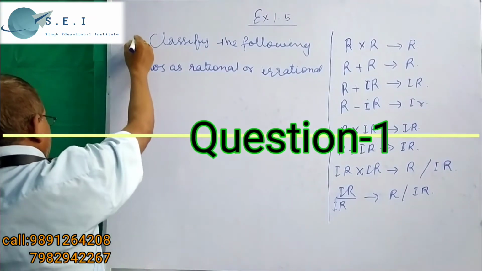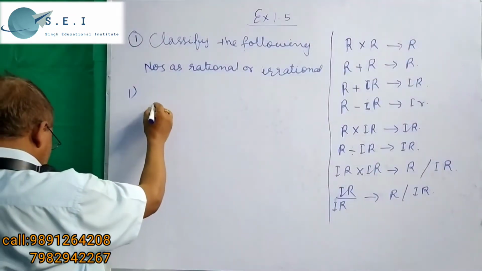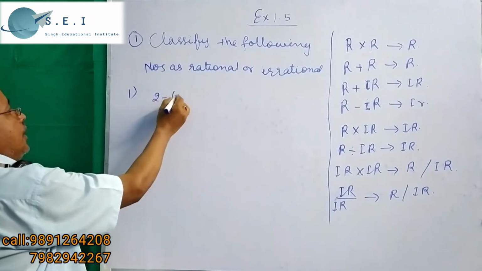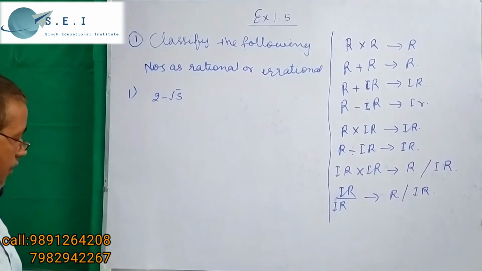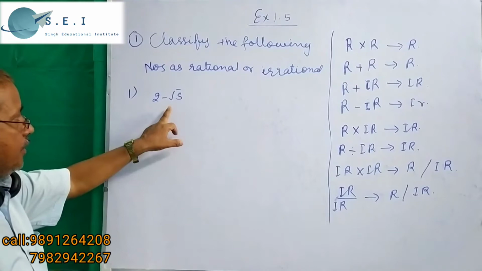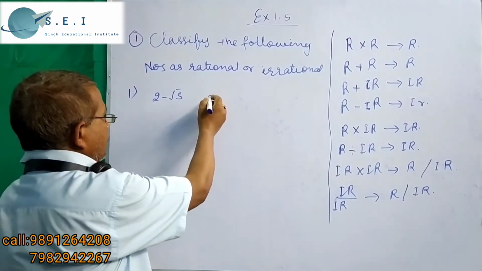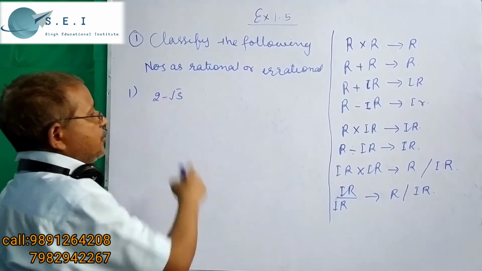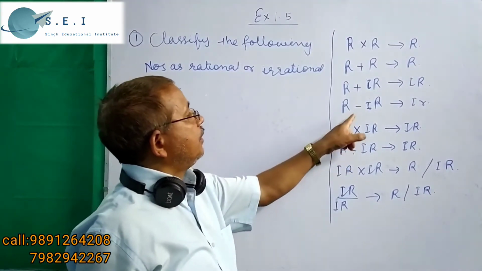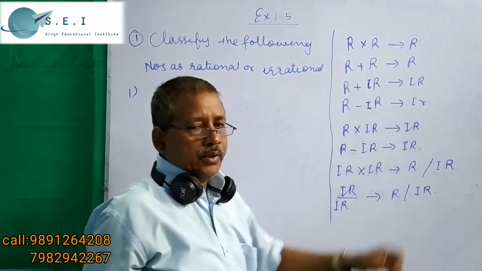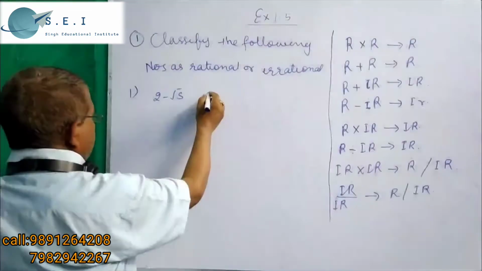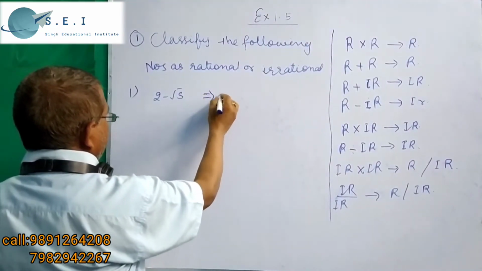First part of question number 1 is 2 minus root under 5. This cannot be simplified more. Therefore, this is rational minus irrational. Rational minus irrational is always irrational. So this number is irrational.